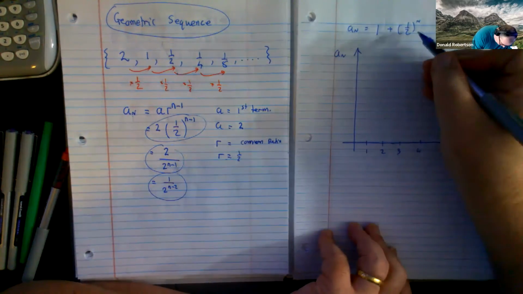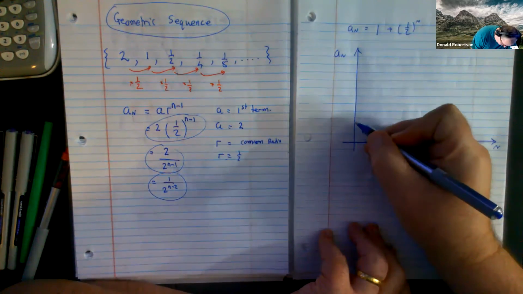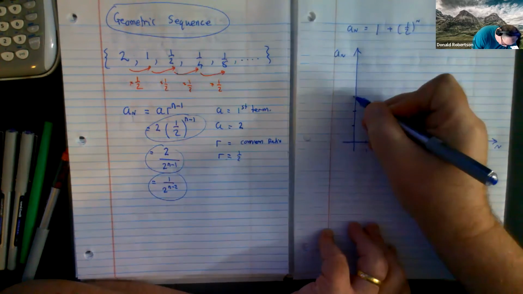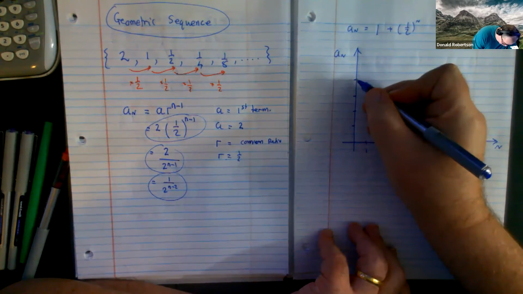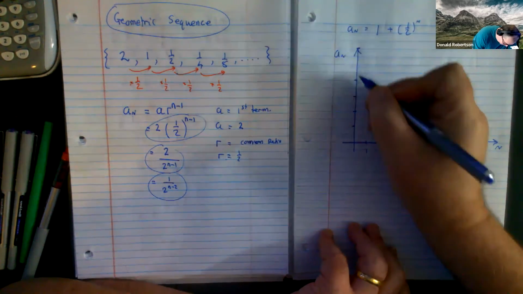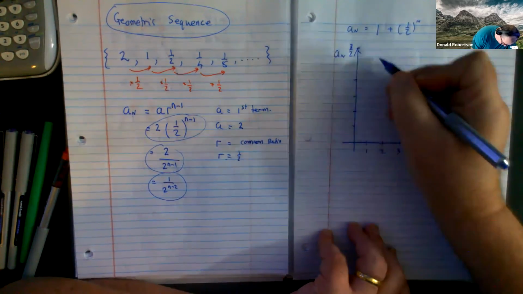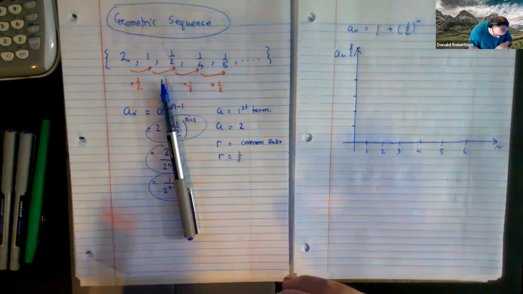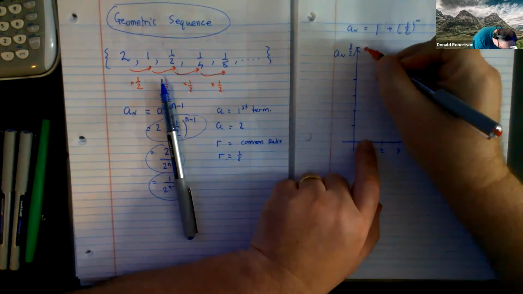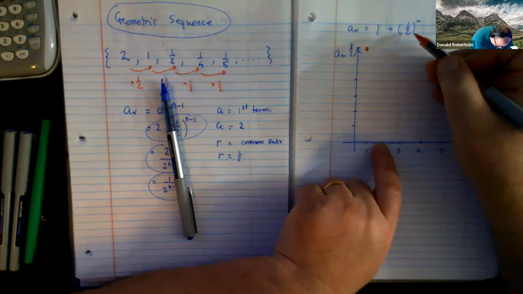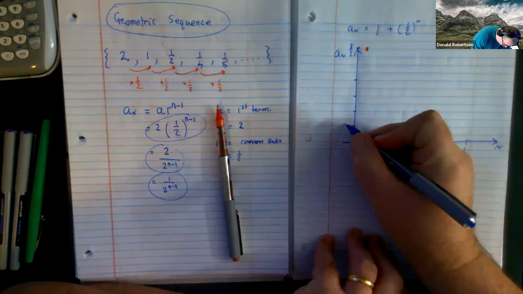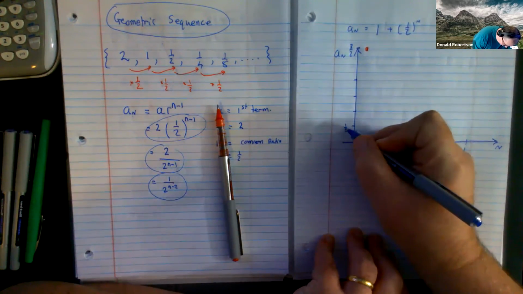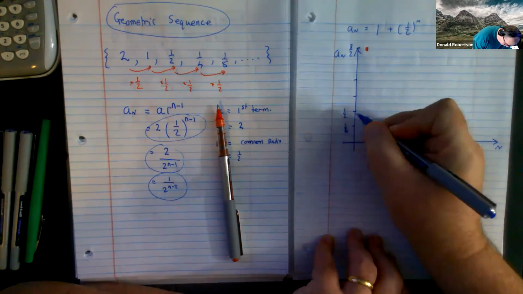Right, so when I plug in 1, I get 3. So it's there. When I plug in 2, let me put in some of the other numbers. It's a half. Oh, I've changed my scale.